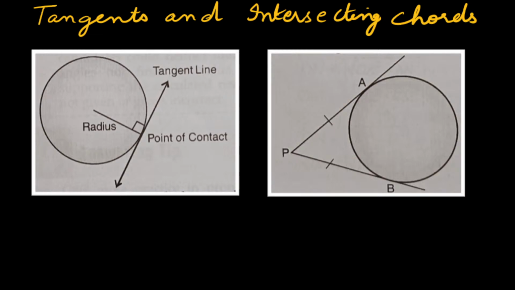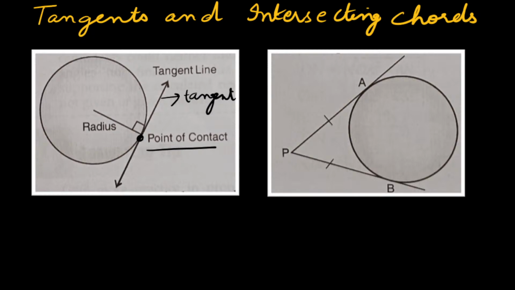First of all, what is a tangent? You can see on my screen, the line which passes through the circle having exactly one point of contact with the circle is a tangent. This line has only one point of contact with the circle. In the second figure, AP is a tangent, with one point of contact, and PB is a tangent. So a tangent is that line which has one point of contact on the circle.